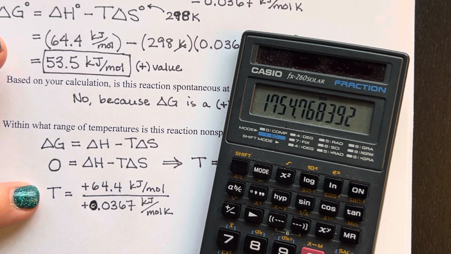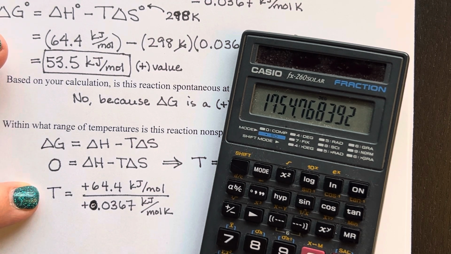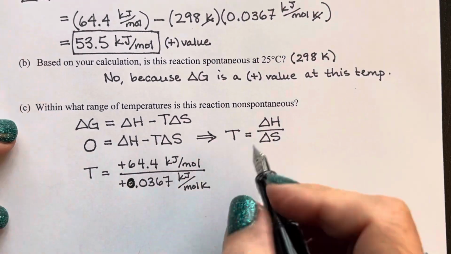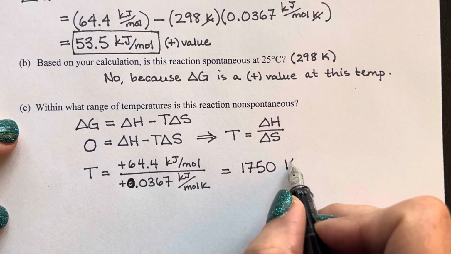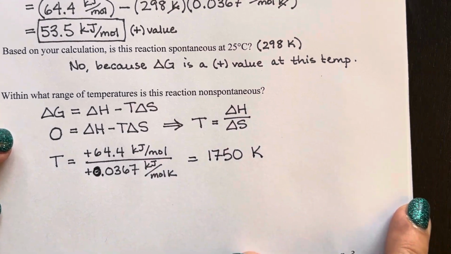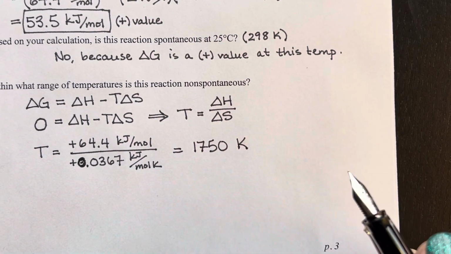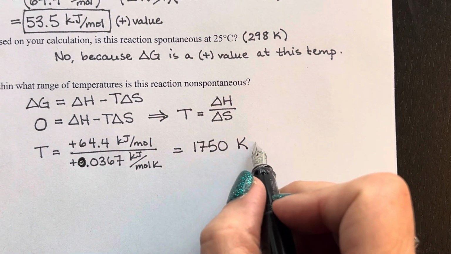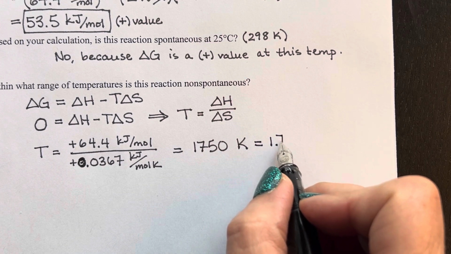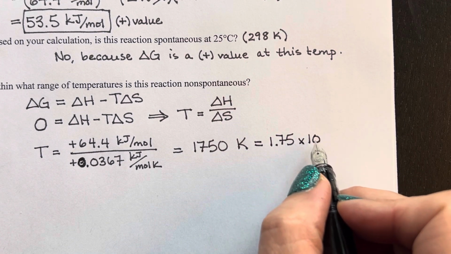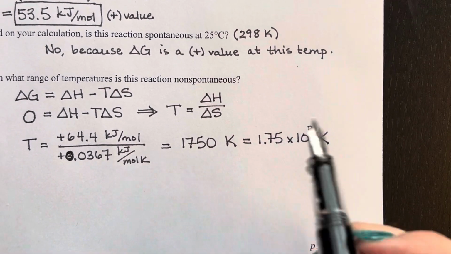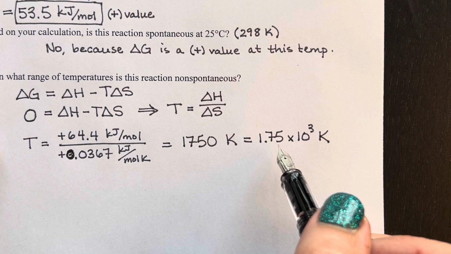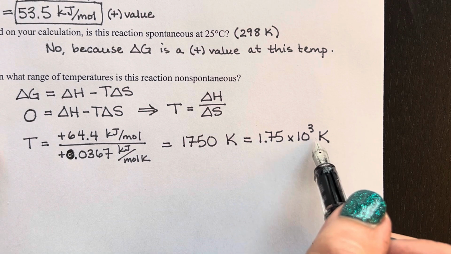Okay, so we have 1755. I guess we only get 3 sig figs though, so 1750 Kelvin. 1750 Kelvin. Now to really show that there are 3 sig figs, we can also write this as 1.75 times 10 to the third Kelvin. Okay. Now, the question is, this is the cutoff point. It's a pretty high temperature.